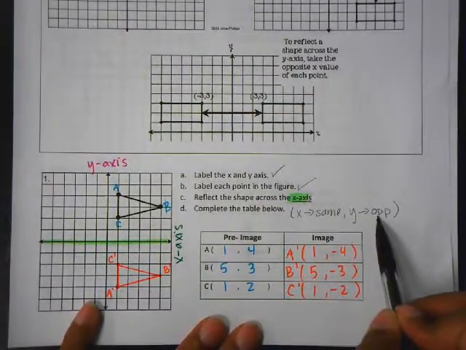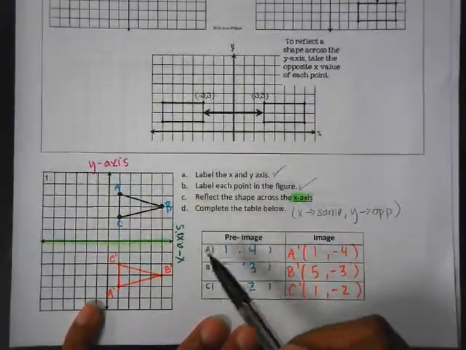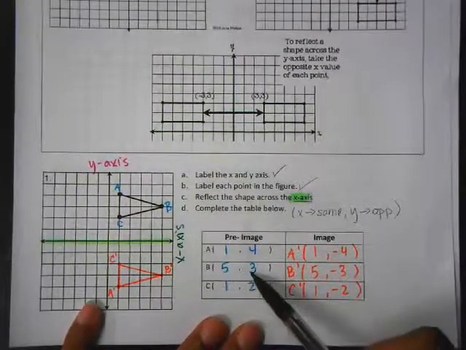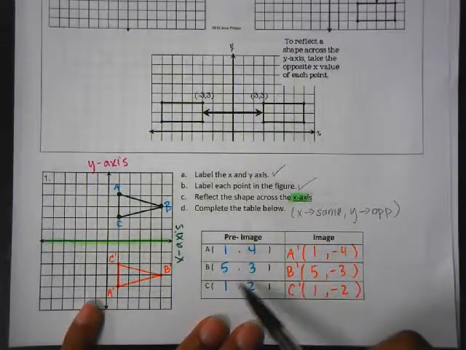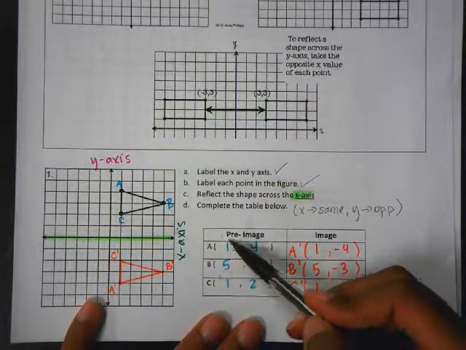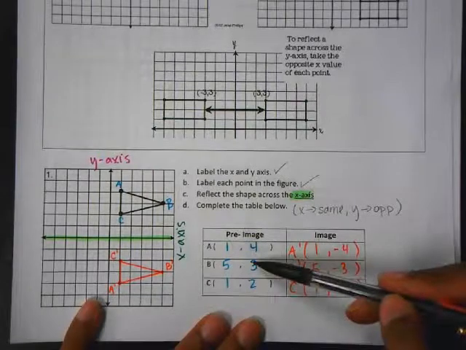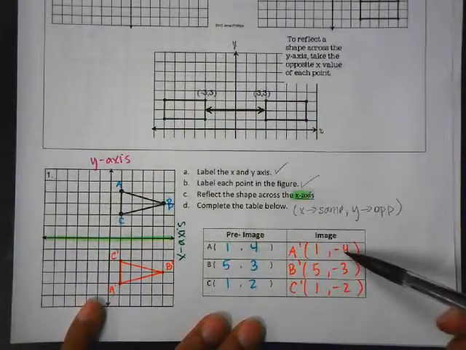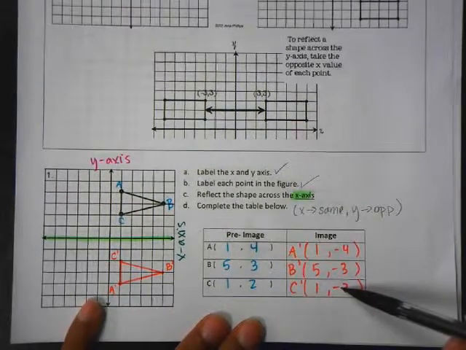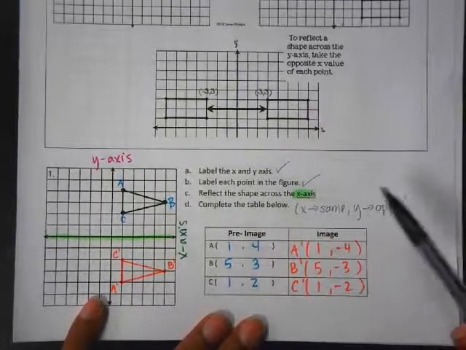All right. So after labeling each one of the vertexes, or the vertices, I'm sorry, I placed A was 1, 4, this one over here was 5, 3, and this point over here was 1, 2. Now, if the x's stay the same, all I had to do was copy this column of x's again, and then all the y's here had to become the opposite. So 4 became -4, 3 became -3, and 2 became -2. Once I found out what the new coordinates were, I graphed it, and this was my picture.